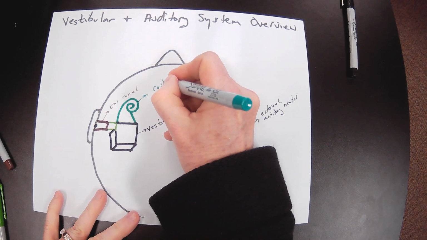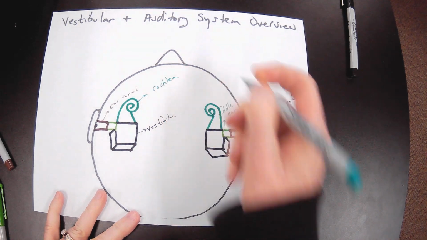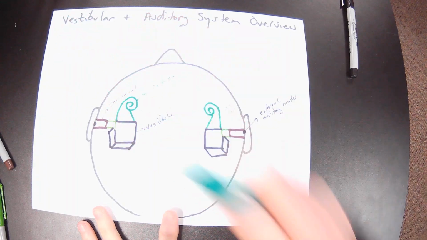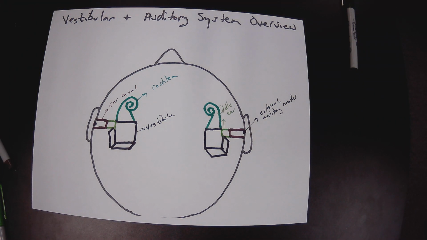This is the cochlea, and that's the sensory organ for hearing we're going to talk about later in the talk. Focus on the vestibular system, but the cochlea is housed in bone. It's part of the bony structure, and it's connected to the front of the vestibule.